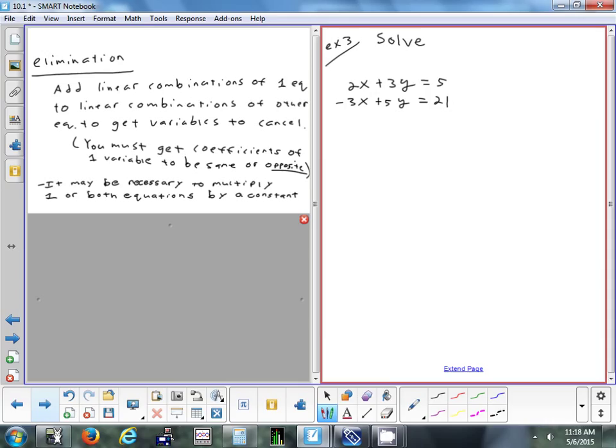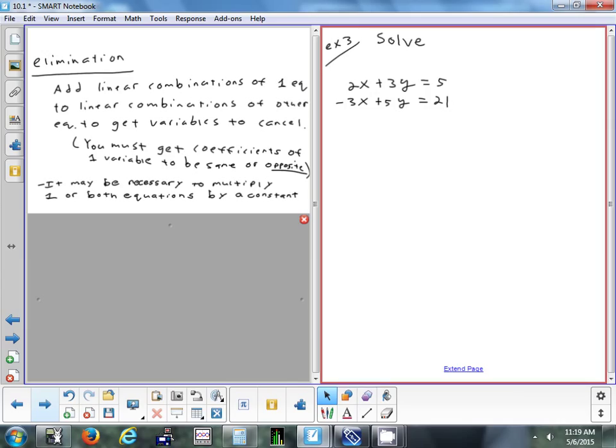Okay, so here's one that's set up pretty well to do elimination. You have two linear systems. The x's are lined up, the y's are lined up, the constants are on the other side. So first thing we have to decide is, are we going to try to make the x's cancel out, or are we going to make the y's cancel out? Generally, the way I do that is I try to figure out how can I do it and keep my numbers as small as possible.